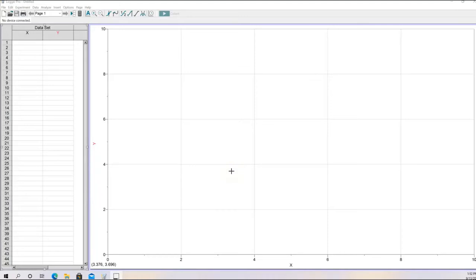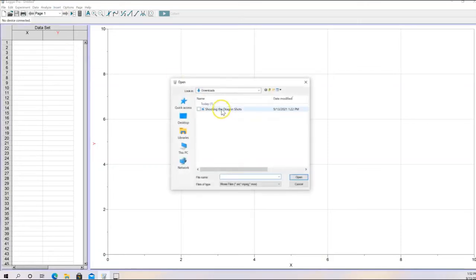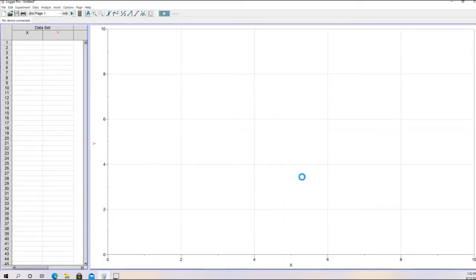So in an earlier episode of my catapult series, I showed a model of a ballista being fired at a dragon. The dragon was just my little dragon puppet called Smoget. And so let me show you what that video looks like. We're going to insert a movie using our Logger Pro program here. I call this shooting the dragon shots that I recorded for this video episode.